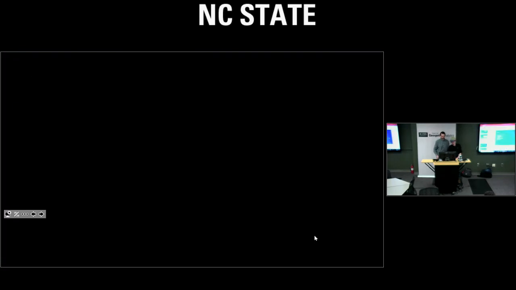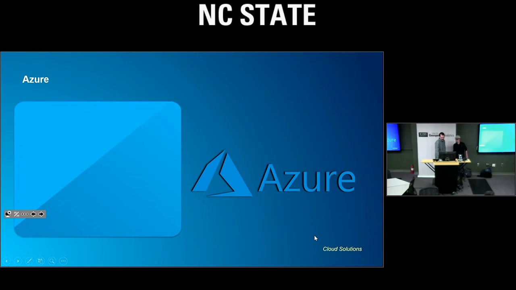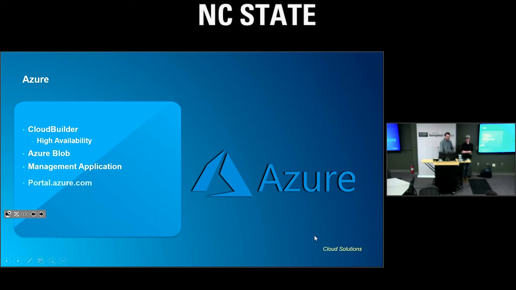So Azure, very, very similar. It's a parallel pathway to AWS. You have that CloudBuilder. You have the ability to deploy high availability machines, get that redundancy going. Azure Blob is the S3 bucket for Azure. And then the management applications, the portal.azure.com. It's a very similar interface, just Microsoft's version of the AWS console.